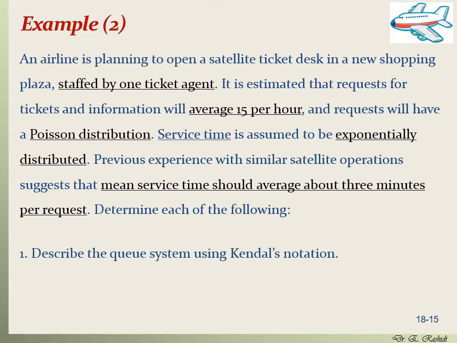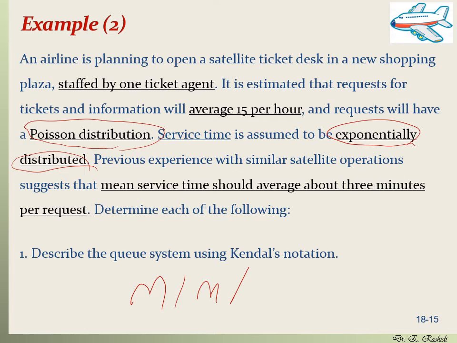So here we have the arrival time being Poisson distribution. The service time is exponentially distributed. So we have an MM system, and it says that there is only one agent, one ticket agent. So we have only one server here. There is no talk about the limitation on the queue size and population size, so we're going to leave that as infinite. So that's going to be an MM1 system.